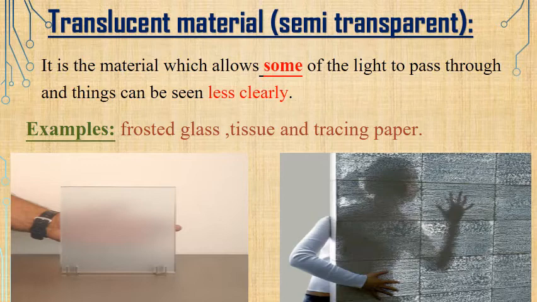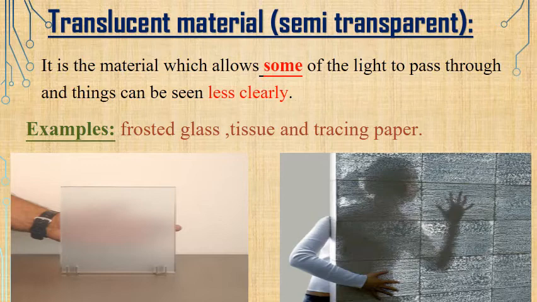So what's the meaning of translucent materials or semi-transparent materials? It's the materials which allow some, not all light or most of light, it just allows some of the light to pass through it, and objects behind can be seen less clearly. So we can see in the first picture the outer shape of the girl, but we cannot see her eyes, her hair, the color of her hair or her skin. We just see the outer shape of the girl, so we can see her less clearly.